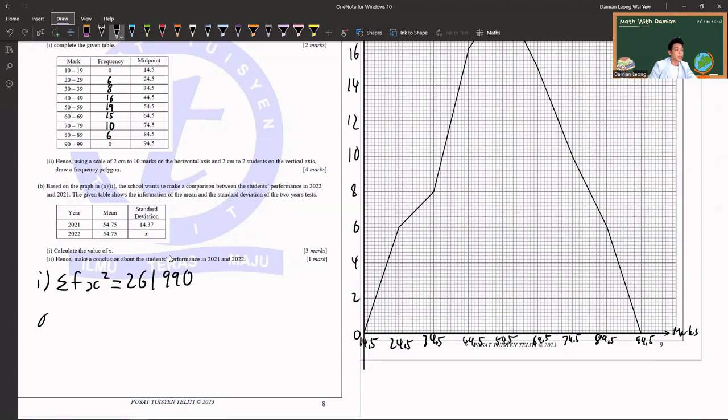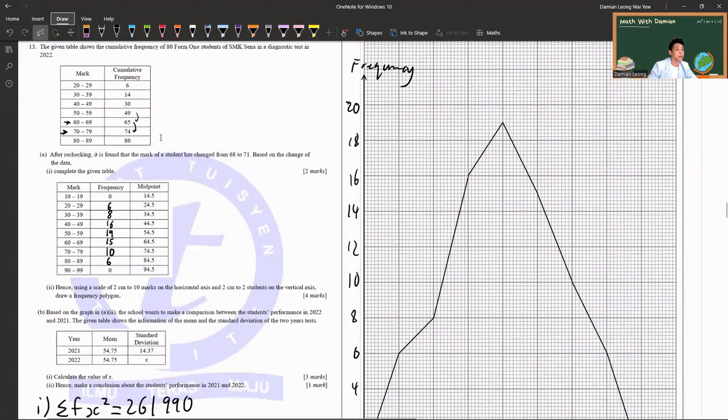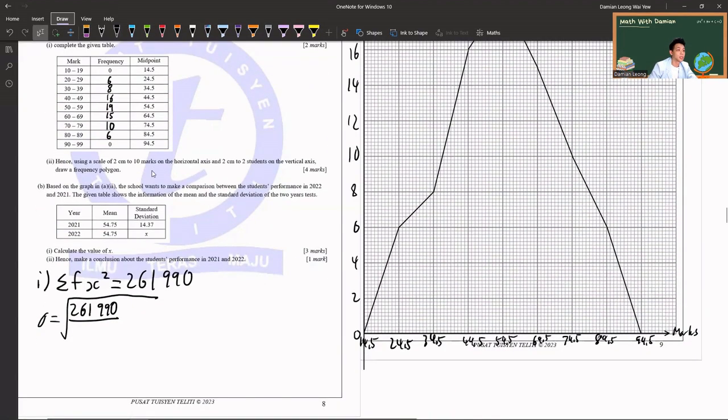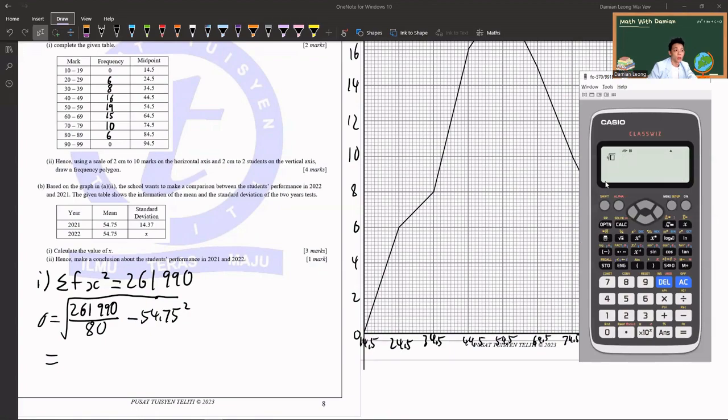So standard deviation, using the formula, is the sum of fx squared over the total frequency, which is, I already know, 80, the total cumulative frequency, minus mean squared. Mean I'm already given, 54.75 squared. So the square root of 261990 over 80 minus 54.75 squared.